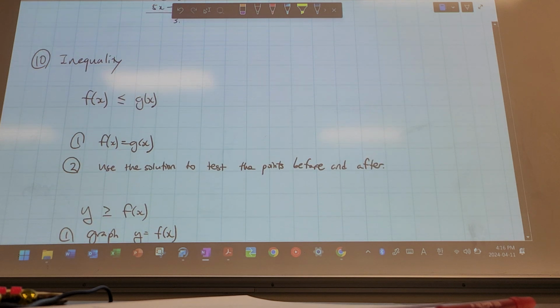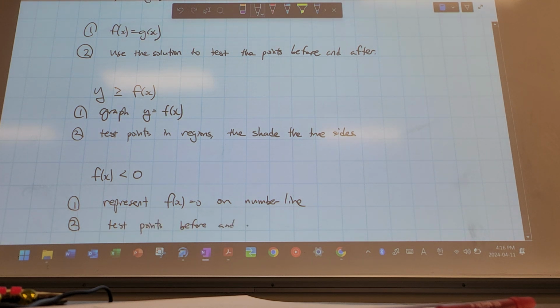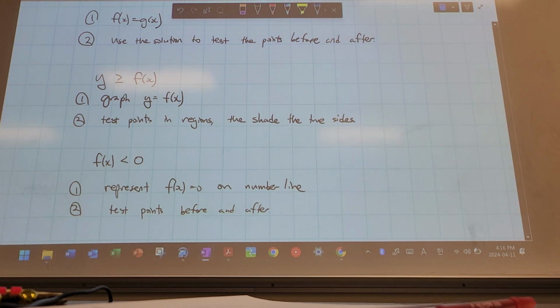Maybe I should have talked about this first, but if you have an easier one, let's say f of x is less than 0, for example, then represent f of x equals 0 on a number line, and then you can also try to test points before and after. So that's kind of using a number line representation.